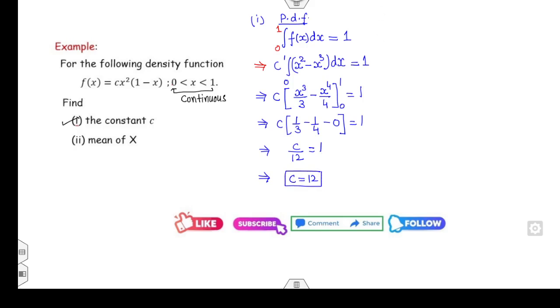Fine. Now look at the second part. Your target is to calculate the mean. So what is the definition of the mean? It is the integration of x into f(x).